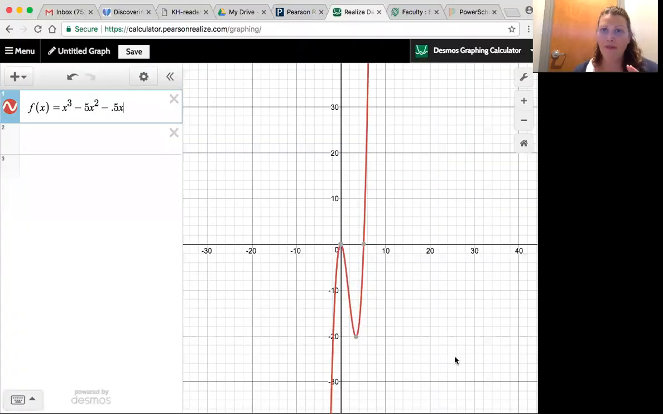Hi, I want to talk about functions. And so this is the first three sections of chapter 1. And really we want to talk about what makes a function. And so I went into our Pearson little grapher, and I put it up here.